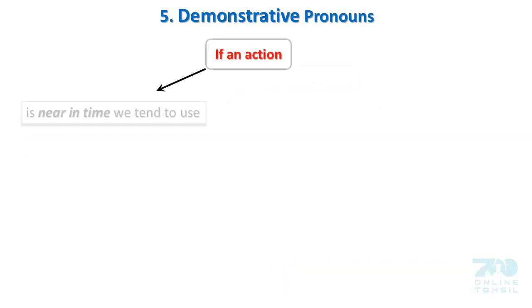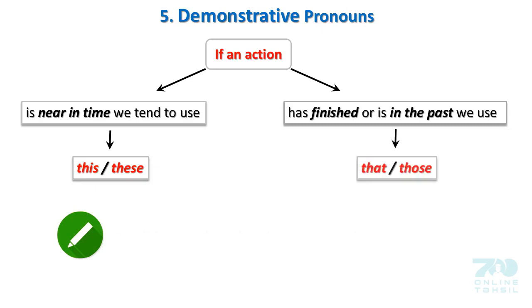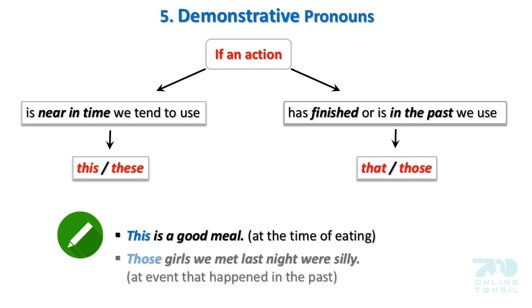If an action is near in time, we tend to use this, these. If an action has finished or is in the past, we use that, those. Examples. This is a good meal, at the time of eating. Those girls we met last night were silly, at events that happened in the past.